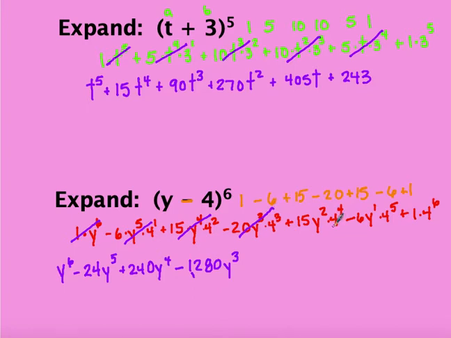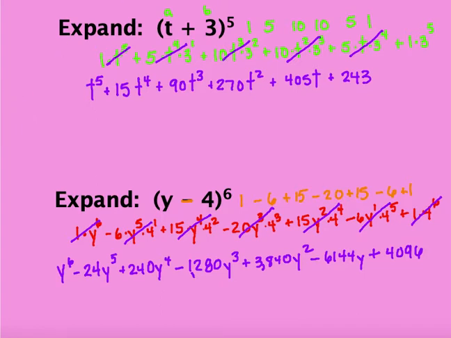My 5th term is 4 to the 4th power times 15, which gives me 3,840y squared. And then I have 4 to the 5th power times negative 6, which is negative 6,144y, plus 4,096 when I expand 4 to the 6th power. So it does take time, and it takes a little bit of organization to get that final polynomial, but it's still a lot easier than taking y minus 4 to the 6th power.